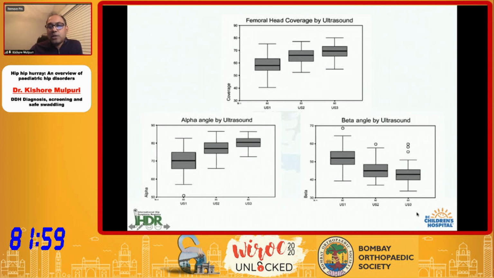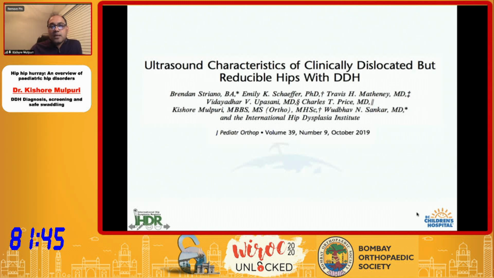If you're worried about dislocation, get an ultrasound anytime. If you're worried about just dysplasia because of family history, breech presentation, whatever, and the clinical exam looks normal and you're quite happy with it, then it's best to wait till 6 to 8 weeks of age. And it's important to also understand this paper where Woody Shankar looked at what the different characteristics are of clinically dislocated but reducible hips on ultrasound.